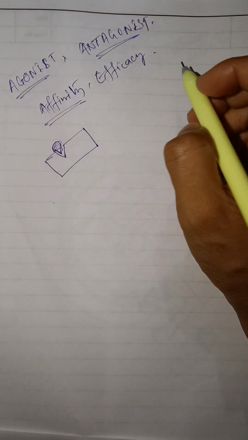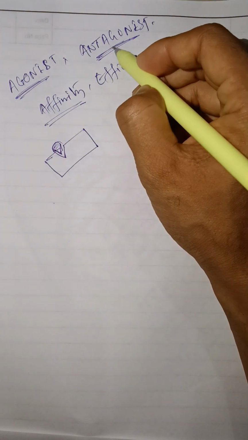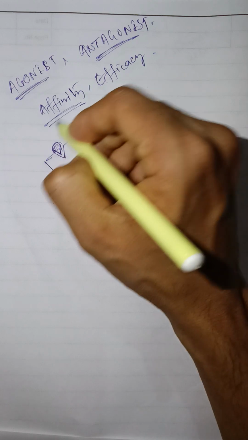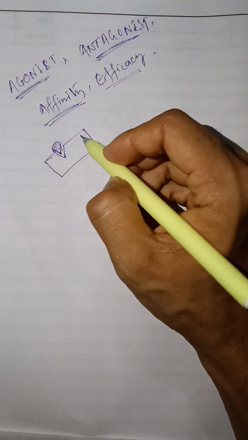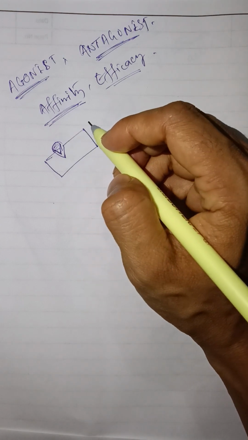So in the last video, I mentioned adrenergic agonists and adrenergic antagonists. So what are agonists and antagonists? Before knowing about agonists and antagonists, we have to understand the terms affinity and efficacy. So what exactly is affinity? In technical terms, it is the ability of the drug to bind to the receptor.